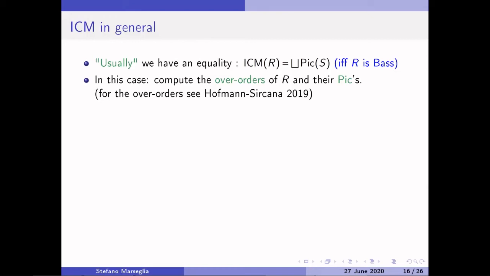So we can compute all the overorders of R, we can compute the Picard group, and if we are in the usual case, then we are done. The ideal class monoid is understood. We have this disjoint union of the Picard groups.